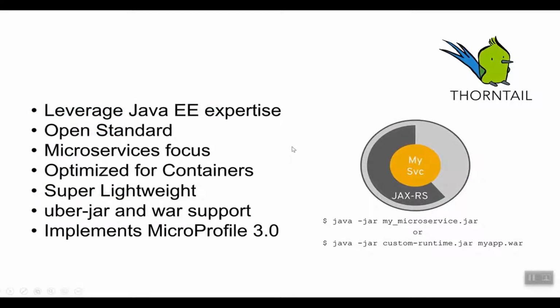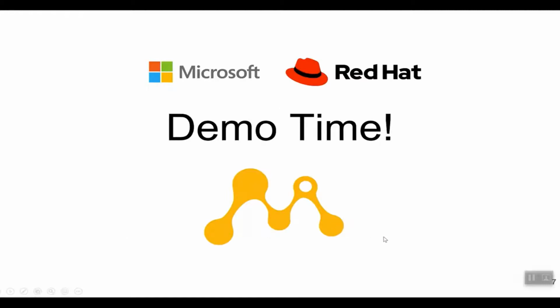Okay, so what is Thorntail? It's just a way to basically leverage Java Enterprise Edition expertise in an open standard and focus on microservices. It's built for containers. It doesn't necessarily have to be containers you run it in, though. But if you do put it in containers, it's nice and lightweight, which is great for the horizontal world of scaling for container-based applications. You can have an Uber jar and a war. We're going to show you demos with jars today, and it implements MicroProfile 3, which is the latest version of MicroProfile that came out in June 2019. All right, so let's get into some demos.